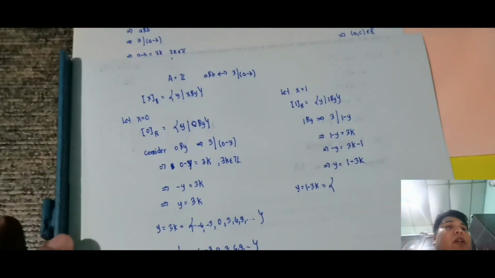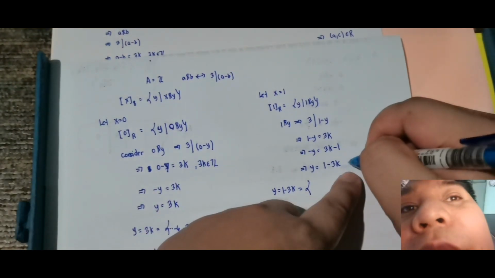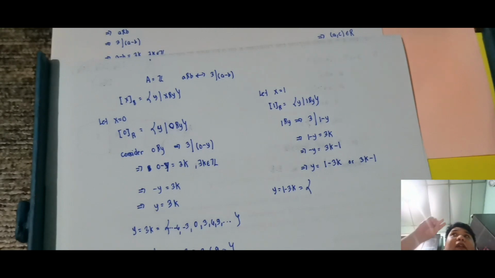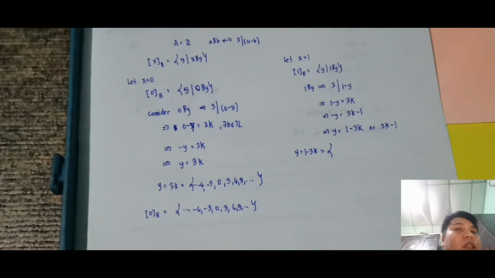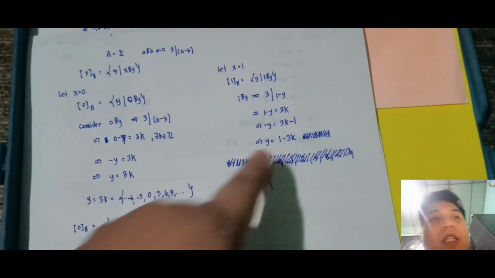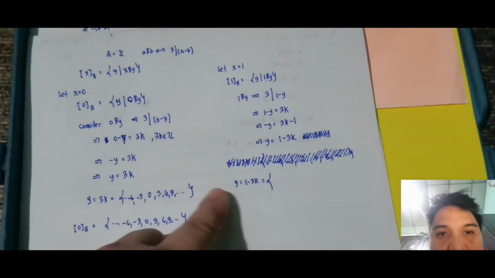So, pansinin mo ha. So, or lang din to. Pwede kong sabihin ganyan. Or 3k minus 1. Similar term lang yun eh. So, parang multiple of 3 minus 1 or negative multiple of 3 plus 1. Okay? Same case lang yan. So, consider na si 3k minus 1. Kanina, si 3k, siya yung set ng multiple of 3. Ngayon naman, okay, so ulit y is equal to 1 minus 3k.